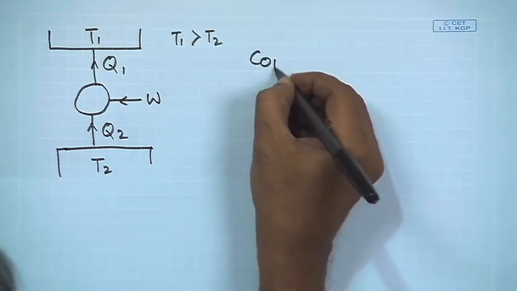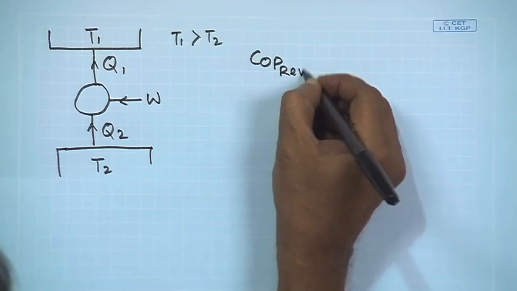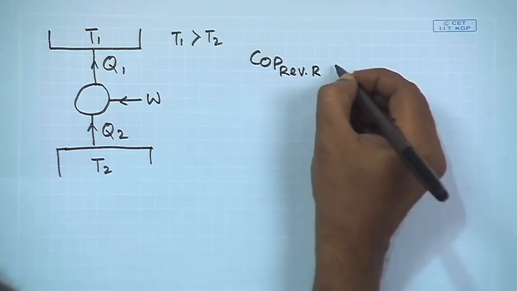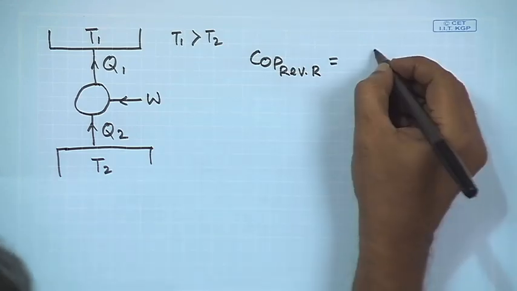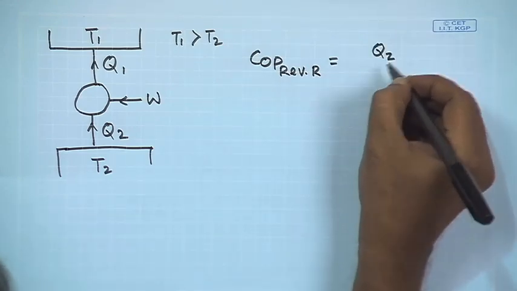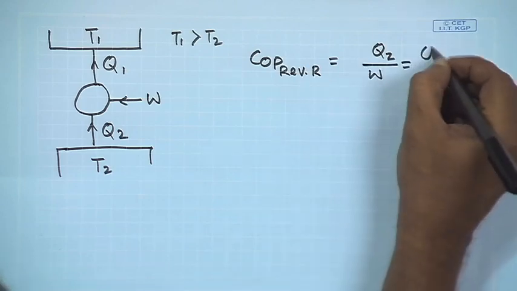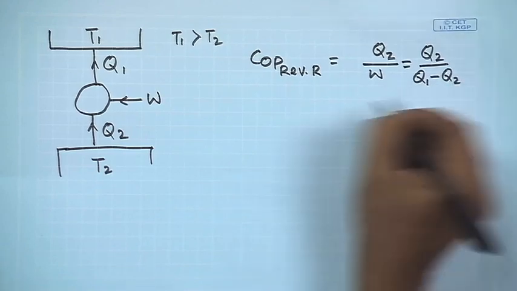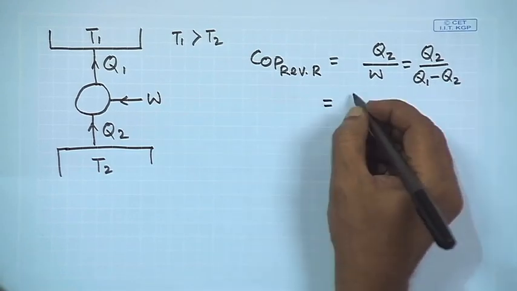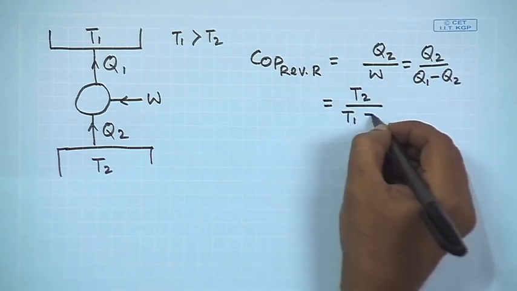So, COP of a reversible refrigerator will be Q2 by W, that is equal to Q2 by Q1 minus Q2, and as it is reversible, we can write it as T2 by T1 minus T2.